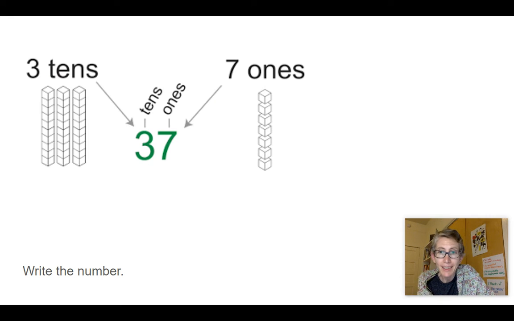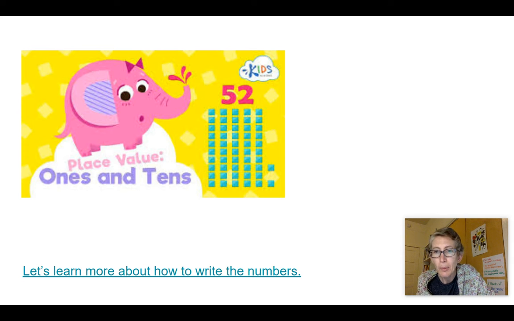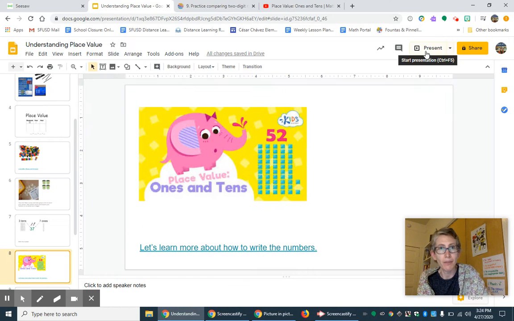Now that we're back, let's think about how to write those numbers that you just made. If I scooped out a group of 3 10s and 7 1s, I would have the number 37. See if you can write the numbers of things that you just scooped out. Let's learn a little bit more about how to write the big numbers that we're practicing today. We're going to watch another video about place value.